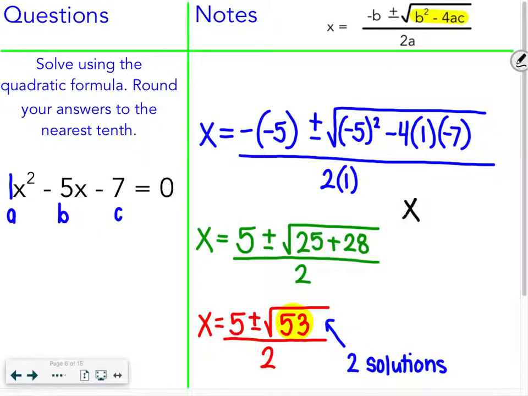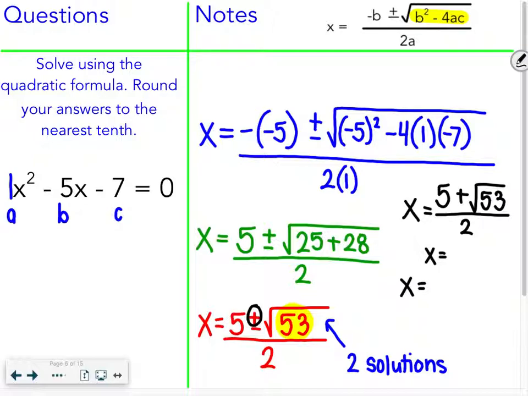You're going to write x equals twice. For the first equation, you're going to do 5 plus the square root of 53, and then you're going to divide that by 2. Now, one helpful hint for when you're putting this in your calculator, do 5 plus the square root of 53, it equals, and then divide by 2.